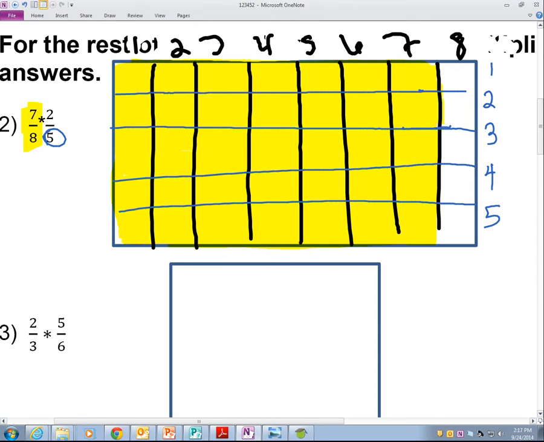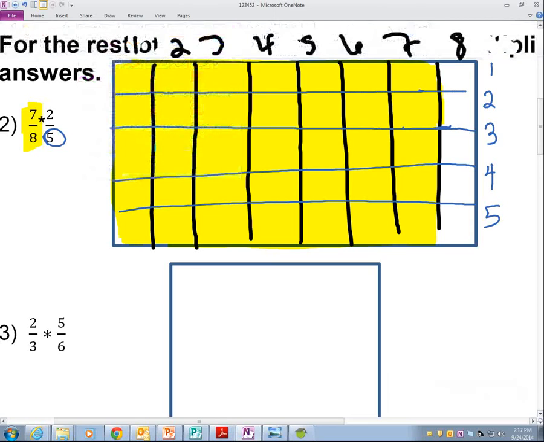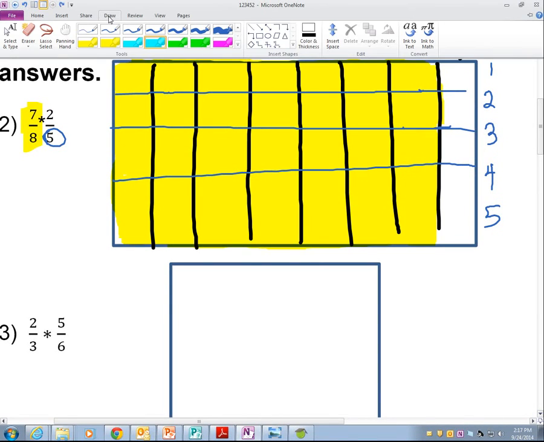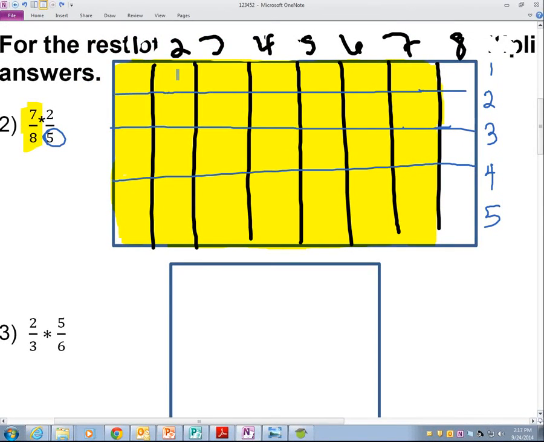Making our fifths. Then we have to do, where is my big blue? Okay, then we have to do 2 of these fifths. We have to do 2 of those fifths. Doesn't want to. I'll just do this. I don't want to do that.